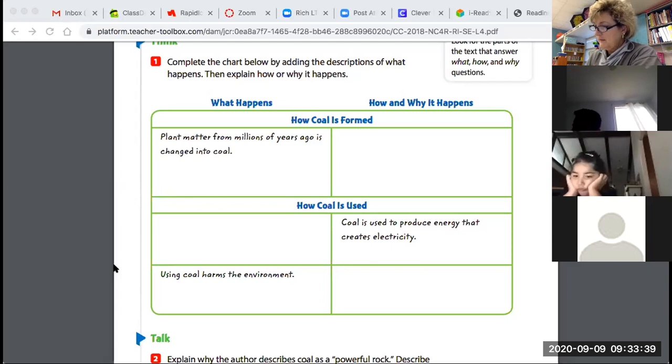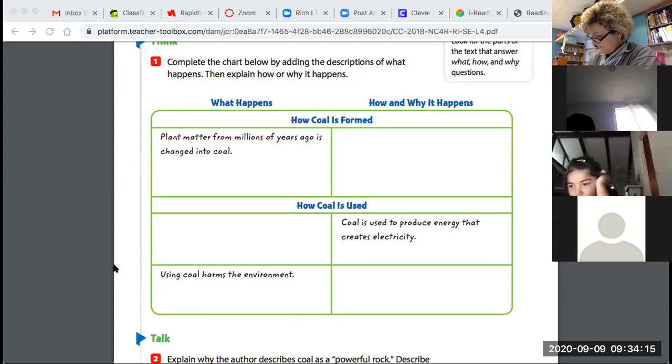How do we get it to make electricity? Okay. It says machines crush the coal until it becomes a fine powder. And then finally it's burned to make steam. And the steam creates electricity. Are you with me? Do you see that in your story? All right, so we're going to use that information to fill out the next one here. Coal is used to produce energy that creates electricity.